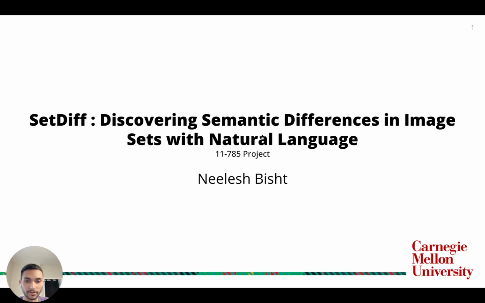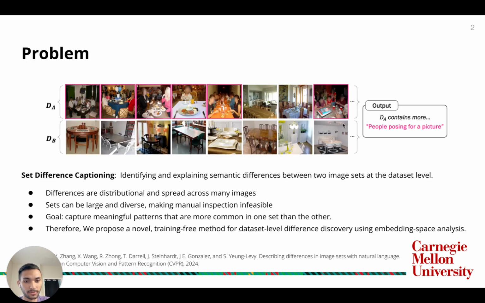Hi everyone. So today I'll present SetDiff, a method for discovering semantic differences between two image sets using natural language. Instead of comparing individual images, we focus on dataset level differences, patterns that are more common in one set than the other. So now let's take a look at the problem.